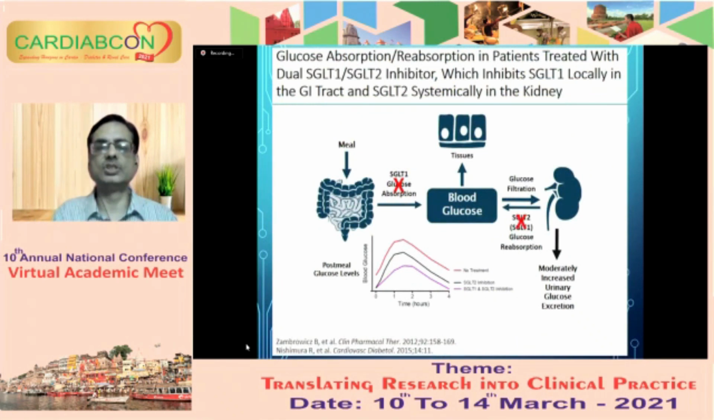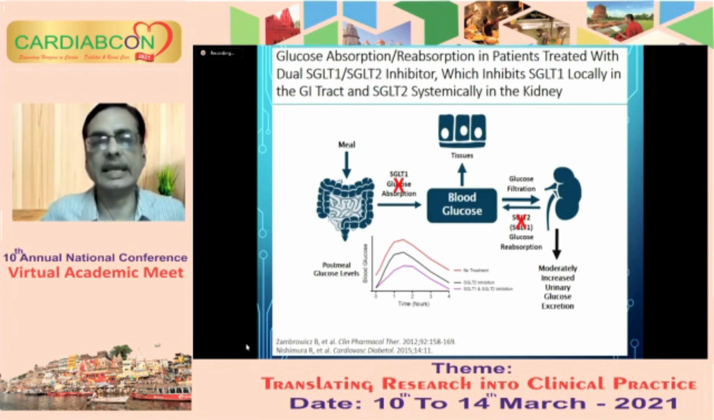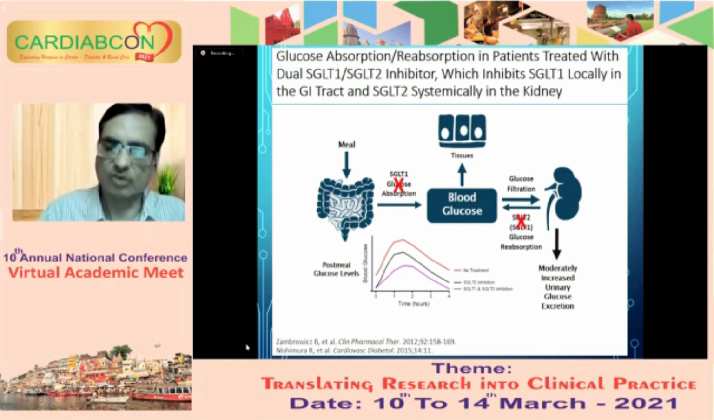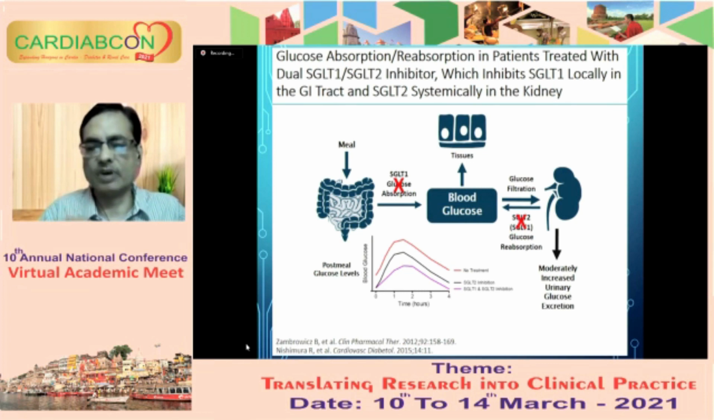So once you have those two inhibitions, then obviously the SGLT2 will be having inhibition of SGLT1 locally in the GI tract, and SGLT2 will be inhibiting systemically in the kidneys. So ultimately what happens is that the absorption will be less and there will be increased glucose excretion. This is how both the molecules together will work.